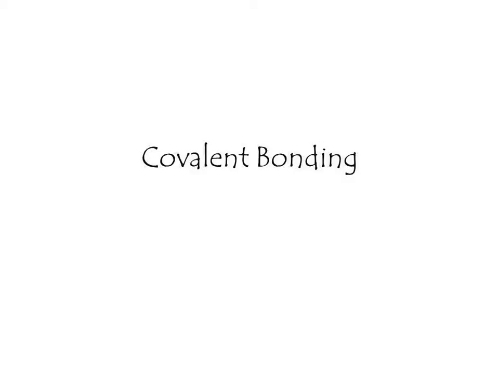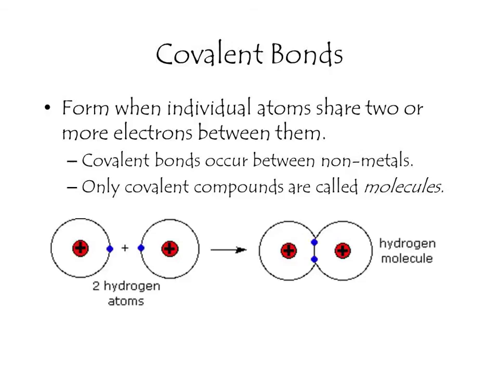Now this video is talking about covalent bonding and the types of covalent bond. A covalent bond forms when you have two individual atoms that share two or more electrons between them. Typically, covalent bonds only occur between nonmetal atoms. Covalent compounds are called molecules. I never really refer to covalent compounds as compounds; I usually say molecules. So here's an example.